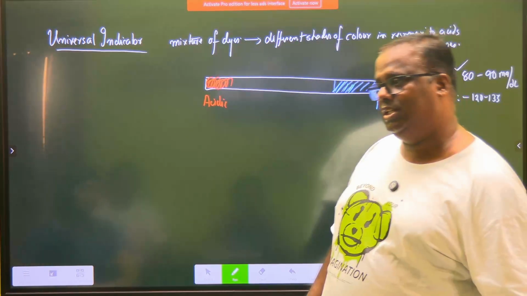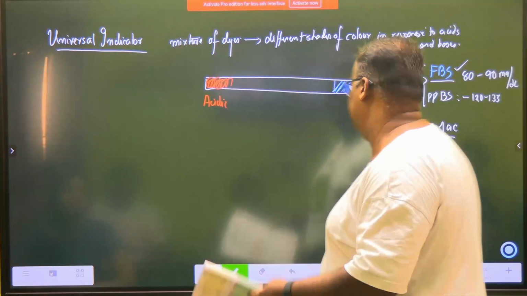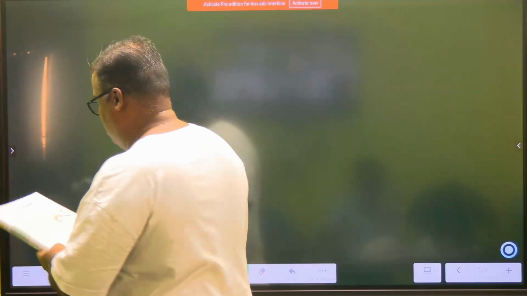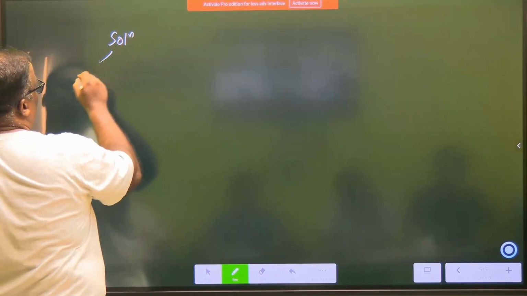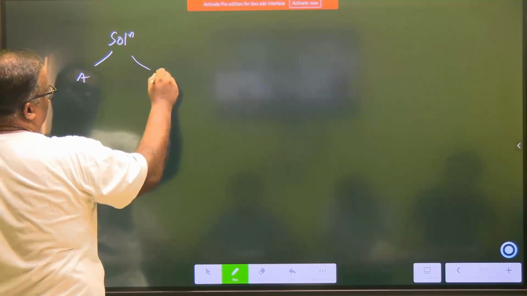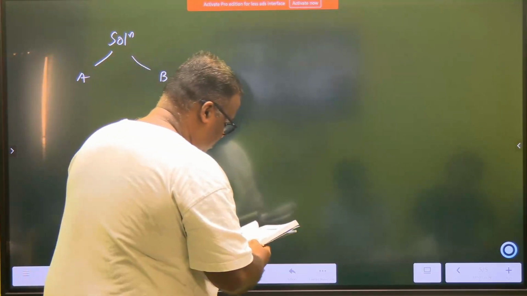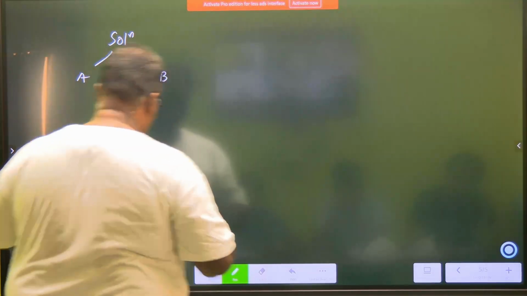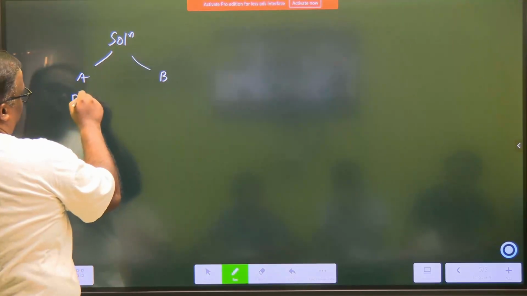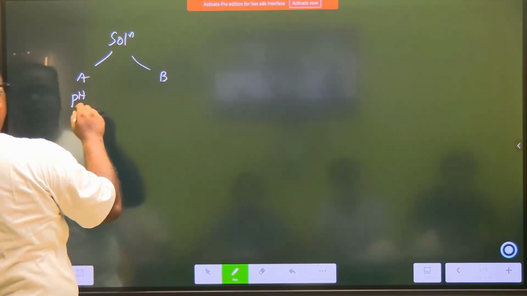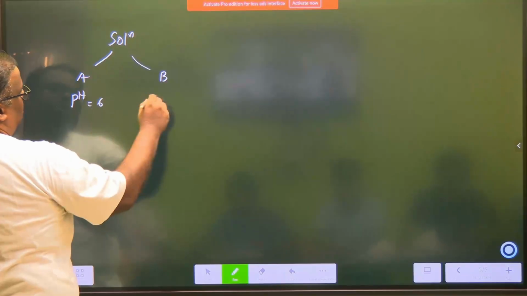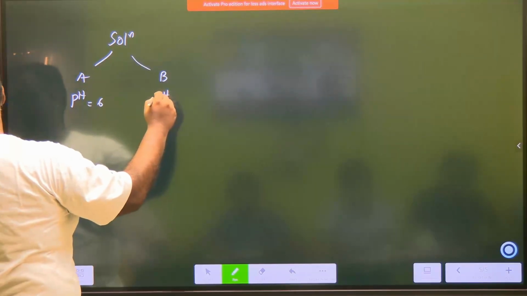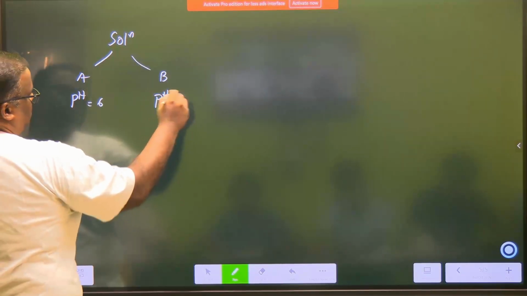Let's do some questions. Are we ready? Come on. It says we have two solutions, solution A and solution B. The pH of solution A, pH written with a superscript, children, you know what superscript is, right, is 6, and the pH of solution B is 8.